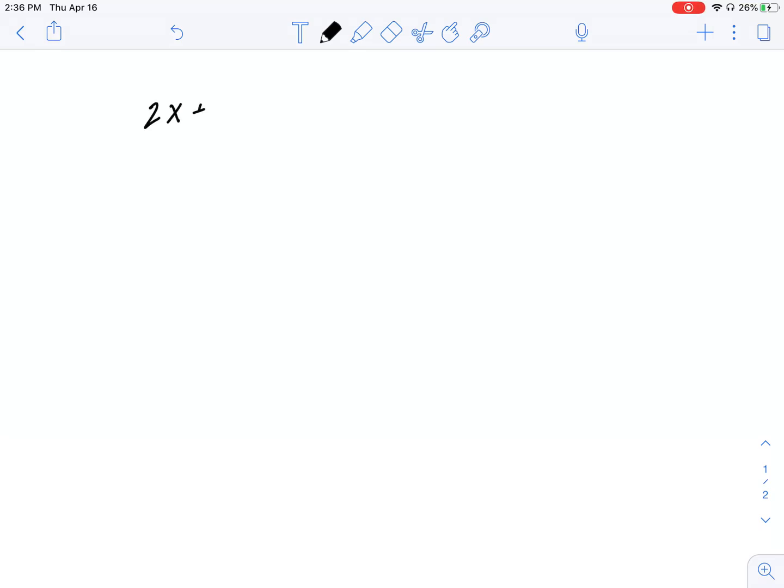So we need to solve this linear equation 2x plus 3y equals minus 1, along with x plus y equals 1. So let's go ahead and name this equation 1 and equation 2 to give us our system.